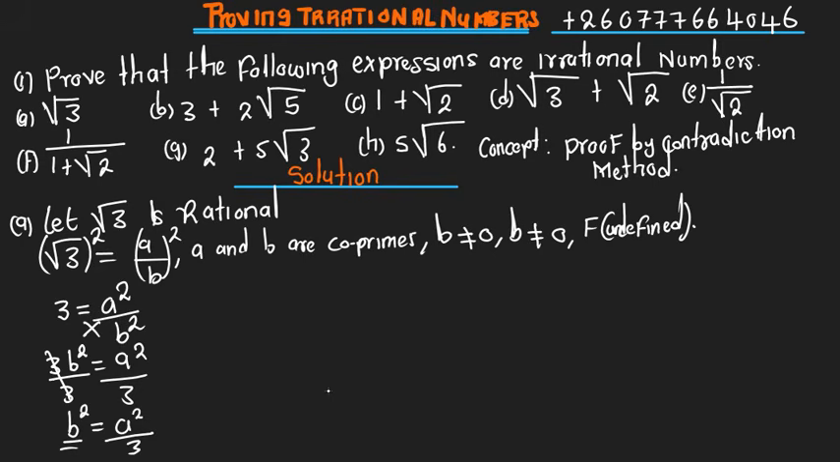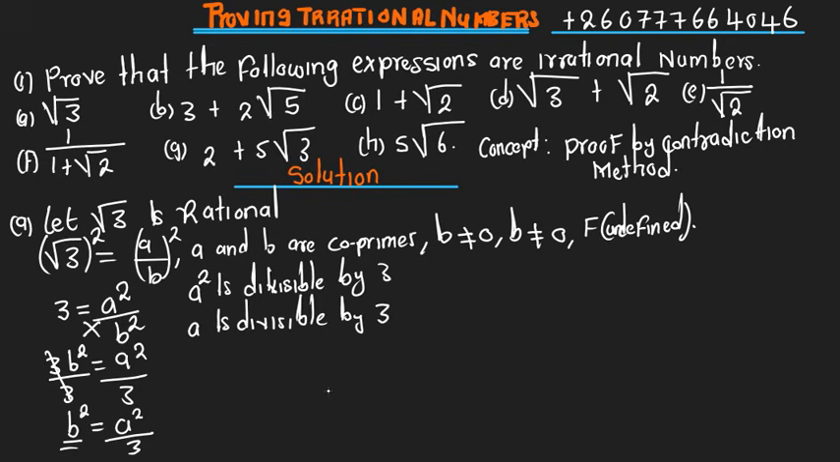Henceforth, a to the power 2 is divisible by 3. And if this is true, then it implies that even a is going to be divisible by 3. Why? Because when we divide 3 into a to the power 2, we are getting b to the power 2. So that is the concept behind it.